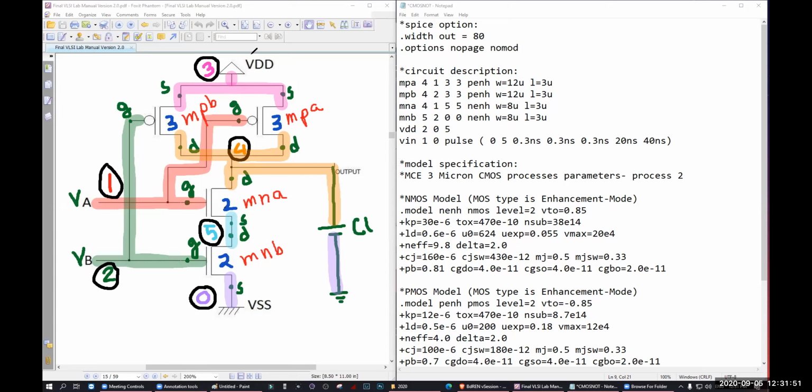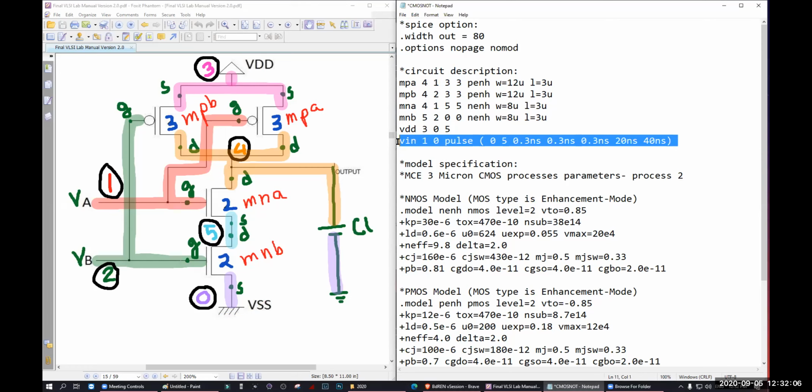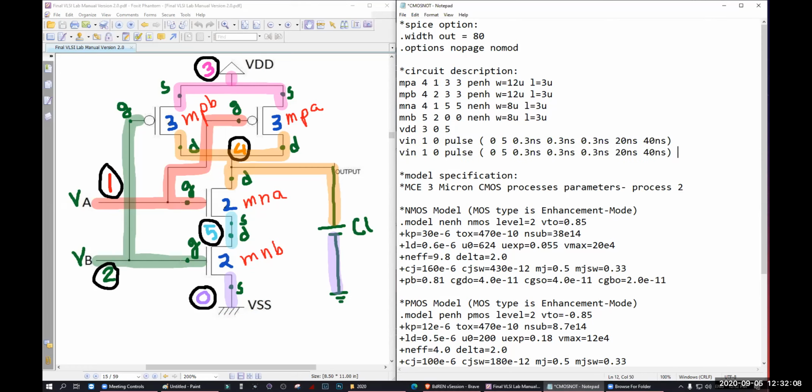Okay, now the VDD. VDD is connected where? VDD is connected to 3 and ground, right? Yes. So we'll write 3 and ground. And what is the voltage? It is 5. Now, how many inputs do we have? We have 2 inputs. One is VA, another one is VB.